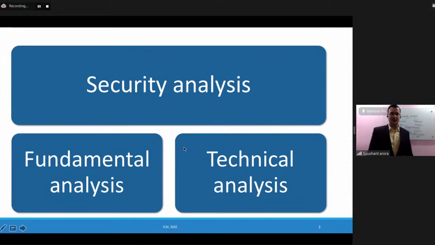Okay, so this is the first chapter. I mean, this is not the first chapter, I mean the second chapter, which is security analysis, which consists of two things. Number one is fundamental analysis, and number two is technical analysis. We will touch base on the left-hand side topic today, and technical will be completed in the next session, right?